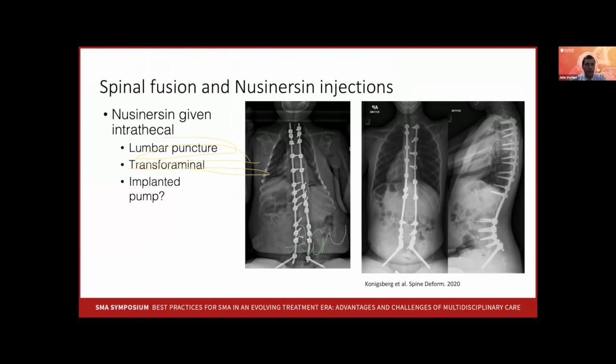Another is pictured on the right that's popularized by Mike Vitale in New York, where he does what's called a skip construct, where he doesn't expose a section of the lumbar spine, allowing for a traditional lumbar puncture. But there's also other techniques that our patients are getting that render some of this treatment perhaps unnecessary. Many of our patients are getting transforaminal injections of nusinersen, and this can be done independent of whether or not they've had a spinal fusion, because that anatomy is typically not altered.